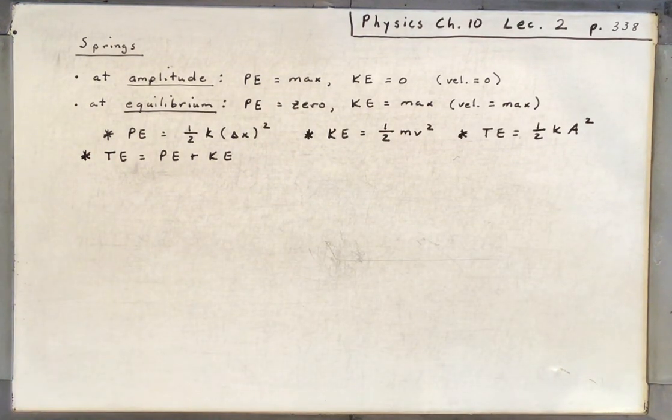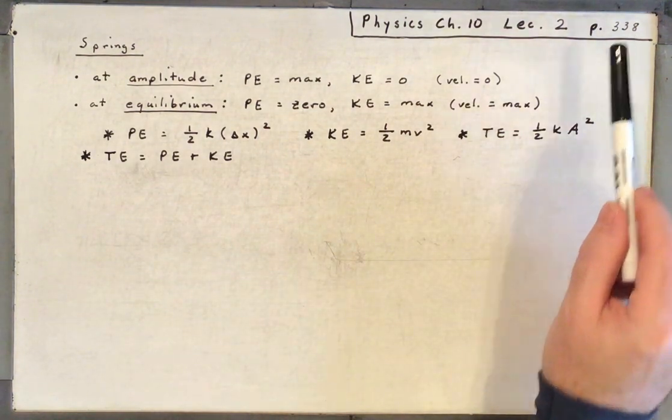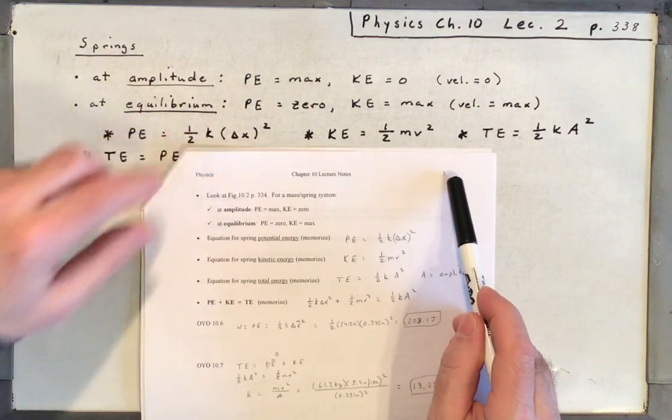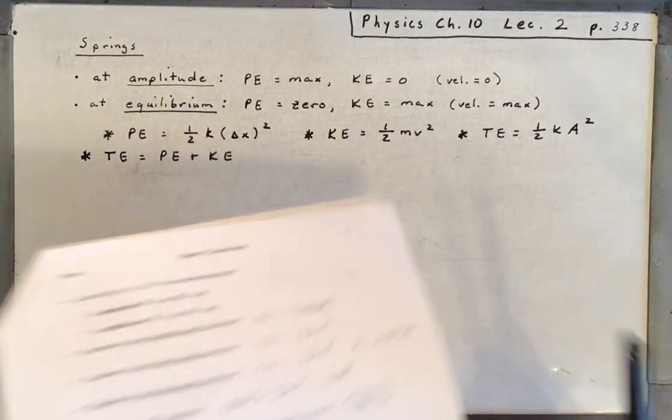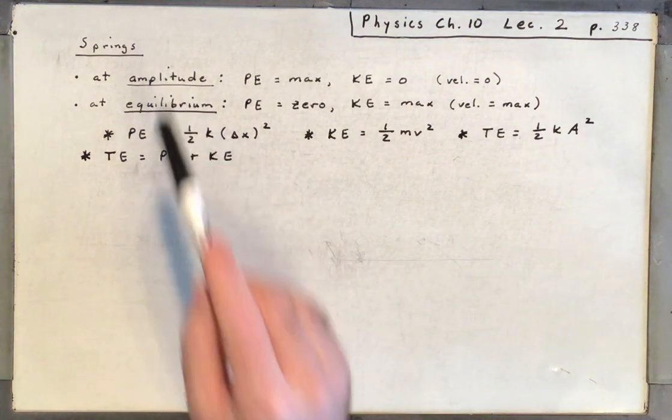Right, this is Physics Chapter 10, Lecture 2. The first problem we're going to work from your textbook is on page 338. And we are starting at the top of page 3 on your notes. So to go over some of the things that are on your notes, we're still talking about springs here.